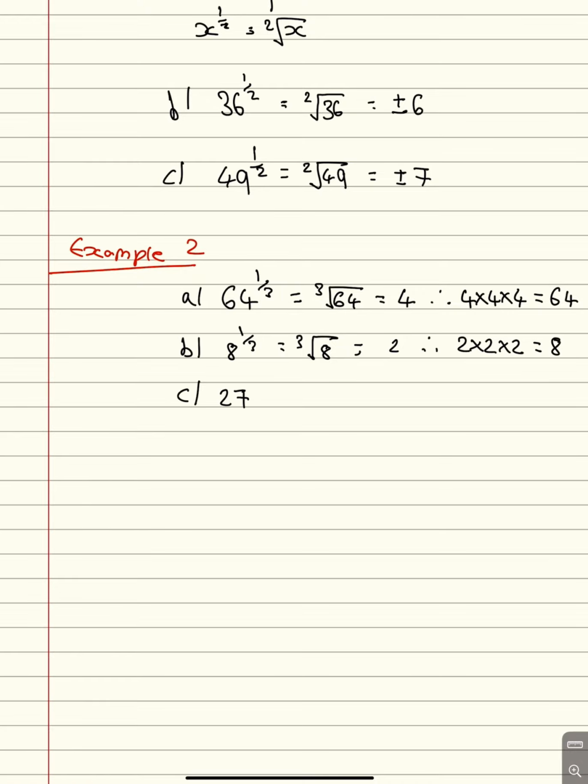Now part C, 27 to the power of 1/3. You have a go at this one, pause the video, and then press play when you're done. Okay, so we take the cube root of 27, which is equal to 3, because 3 times 3 times 3 is equal to 27.